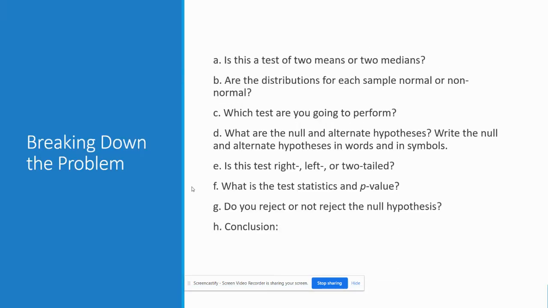All right, so I'm going to ask these questions, and we're going to keep going back to them. Is this a test for 2 means or 2 medians? Are the distributions of each sample normal or non-normal? What test are you going to perform? And then we're going to go through a basic hypothesis test: the hypotheses, what direction the test is, what the test statistic and p-value are, do you reject or not reject the null, and the conclusion.